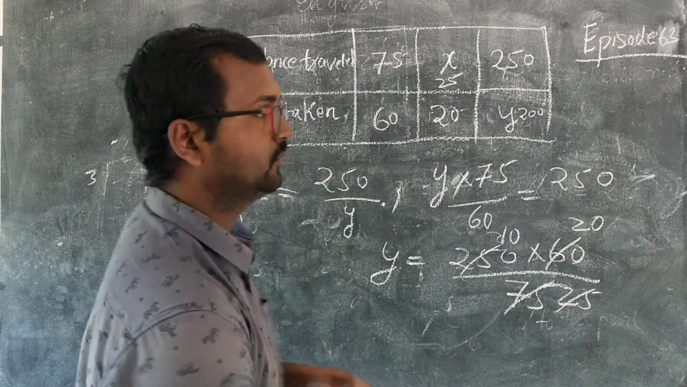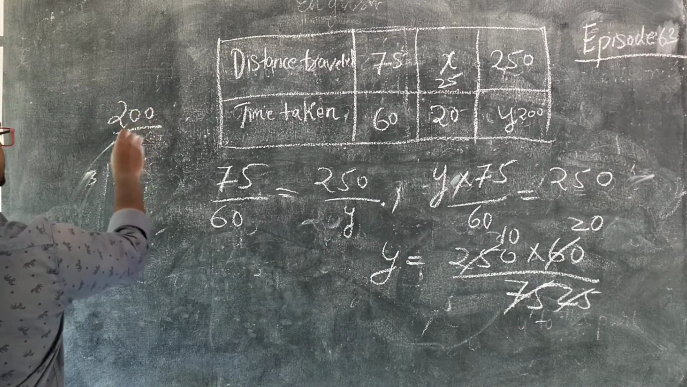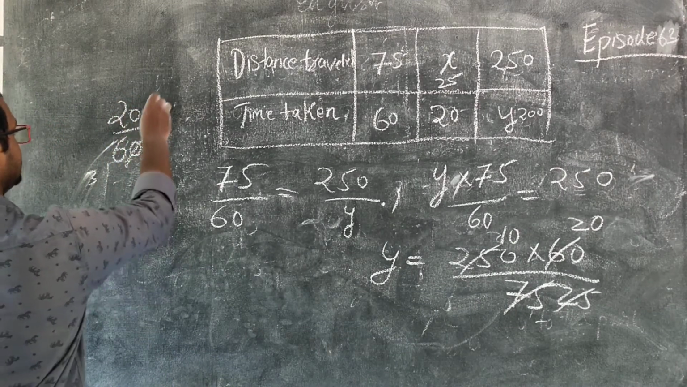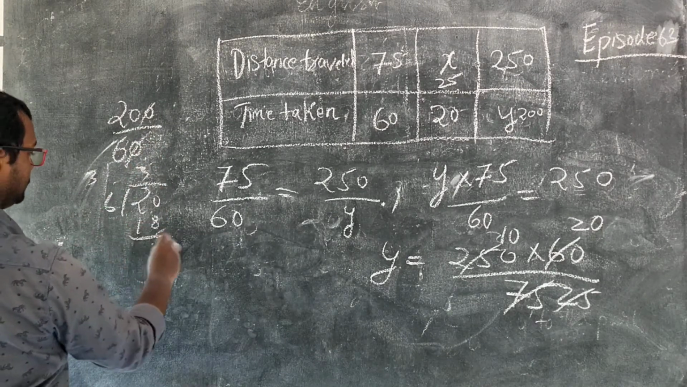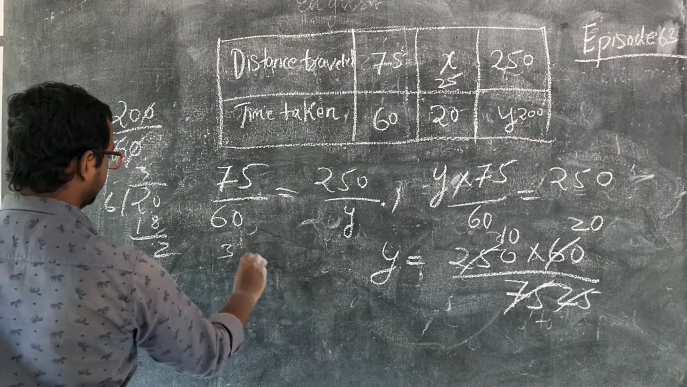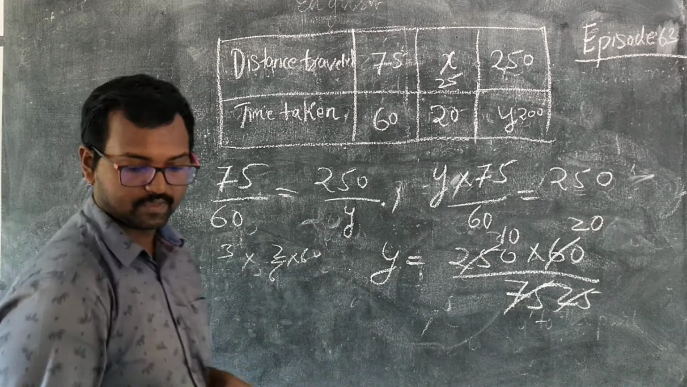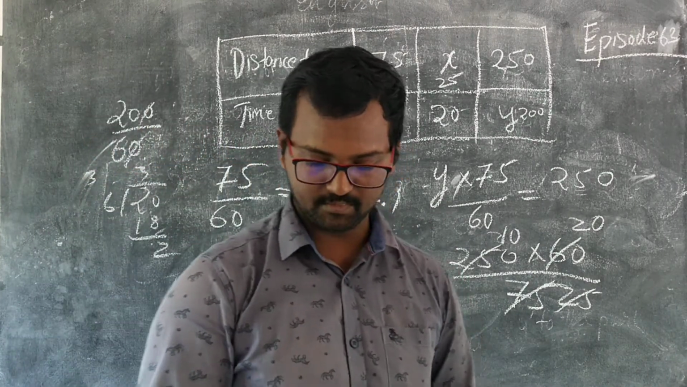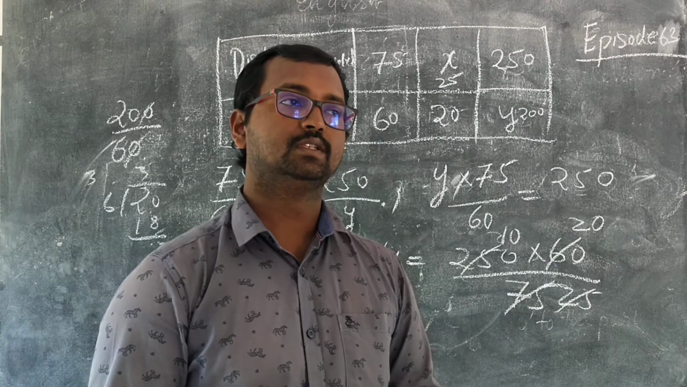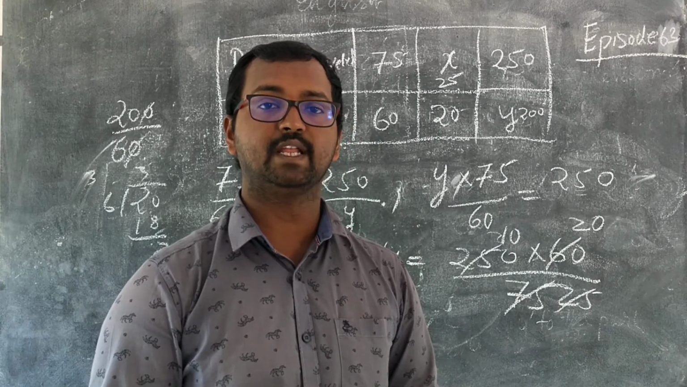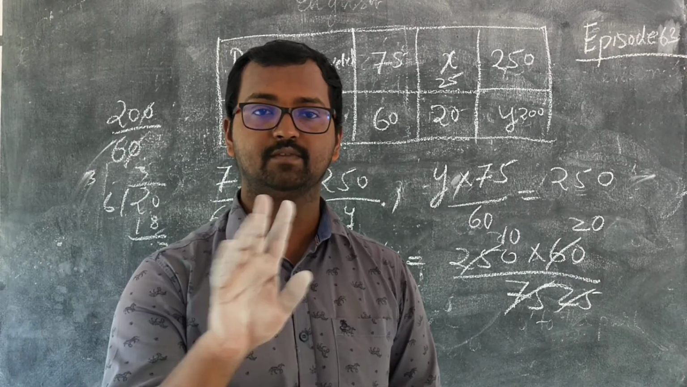200 minutes is how many hours? 200 minutes divided by 60 minutes gives us 3 hours 20 minutes. So 200 minutes is equal to 3 hours 20 minutes. How? 3 hours is 3 into 60, which is 180 minutes. Then the rest, 20 minutes, is left. So 3 hours 20 minutes.